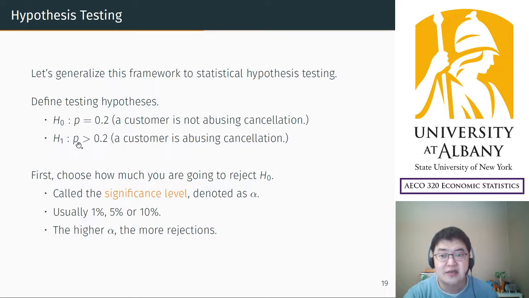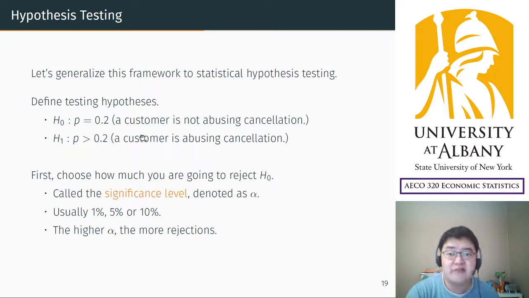So P, the probability of cancellation, is the parameter of interest in this inference method. And it's not directly about P itself, but it's about a hypothesis. I specify that P equals 20%.